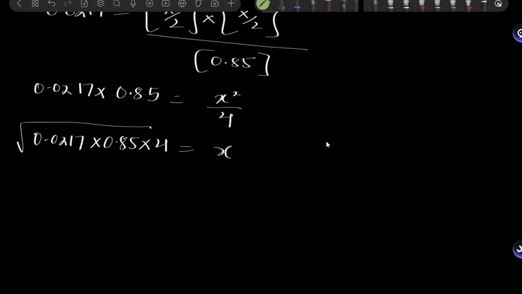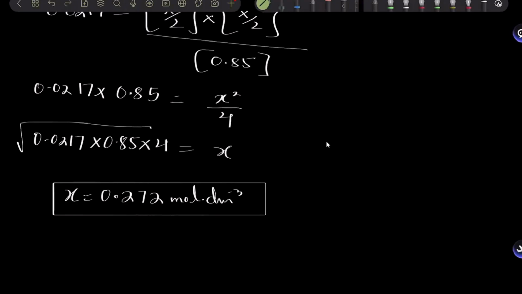Do you understand the math I did over here? I moved the 4 over there and then I took a square root on both sides. So X is equal to what? I'm getting 0.272. And what is the value of X representing over here? Moles per dm cube.